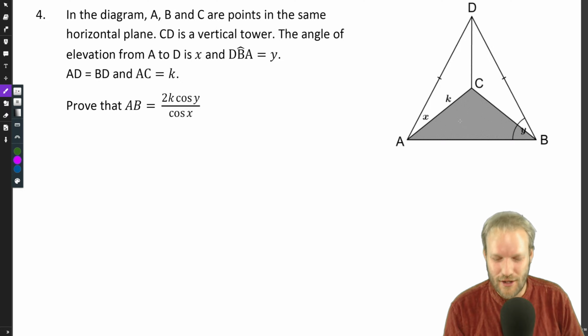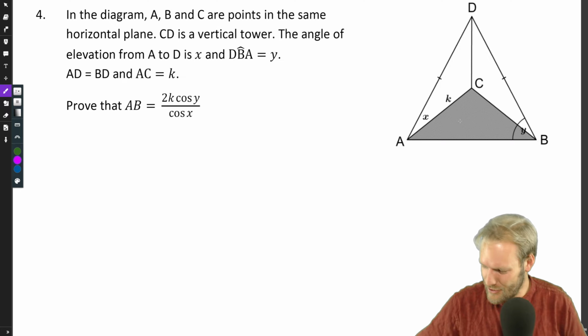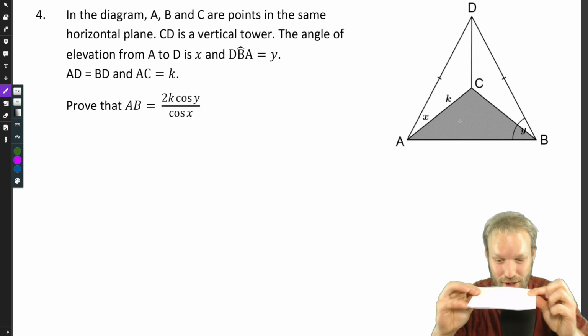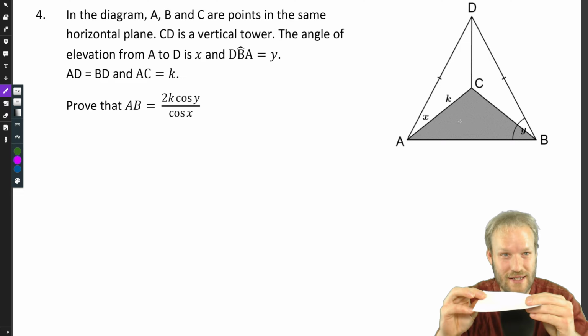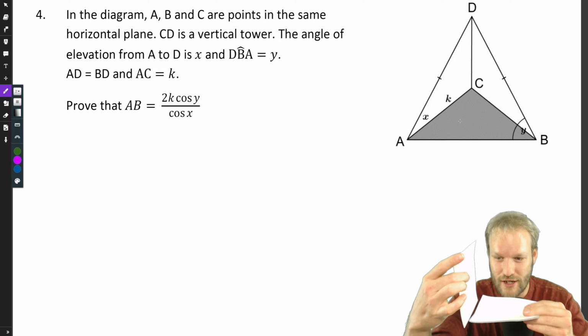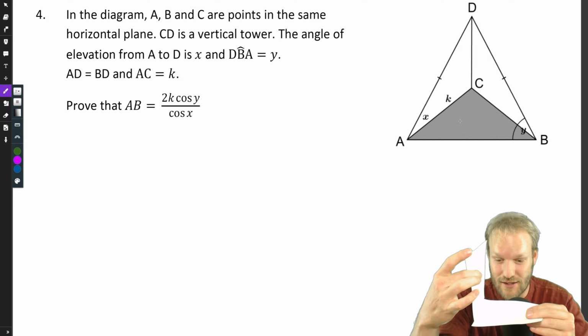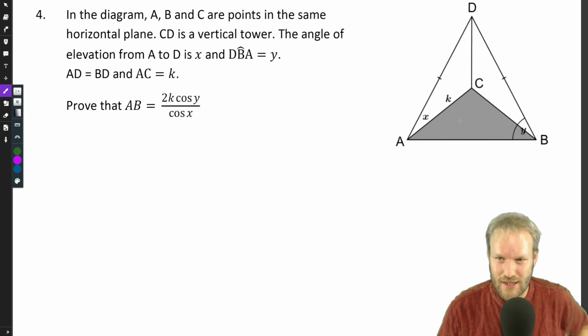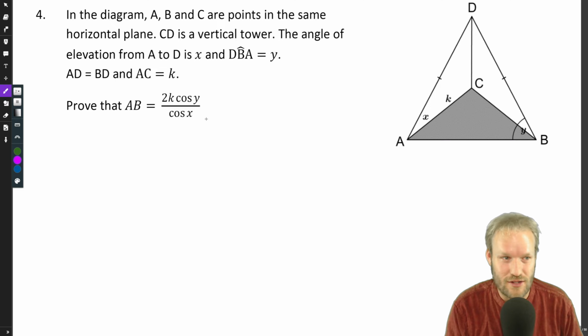This shaded part is the bit that's on the plane. So if we've got a piece of paper, that shaded part is the plane. And then it says that CD is a vertical tower, so it's going to stick straight up. So there's a right angle hidden in the diagram because it's sticking straight up. So let's see where that right angle is. The right angle is between, there's a little right angle.